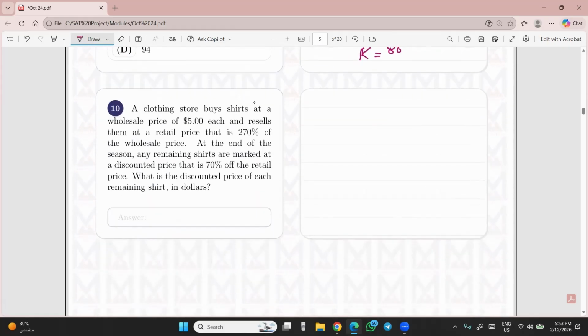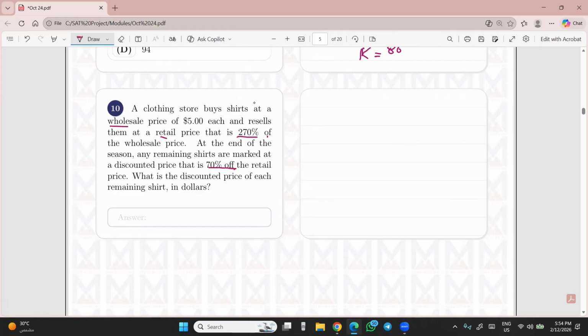Question number 10, it's about the percentage. A clothing store buys shirts at a wholesale price of $5 each and resells them at a retail price that is 270% of the wholesale price. So 270%, not increased, not decreased, just the number means multiplied. So we have a wholesale price and we have a retail price. And then at the end of the season, any remaining shirts are marked at a discount price that is 70% off the retail price. What is the discounted price of each remaining shirt?